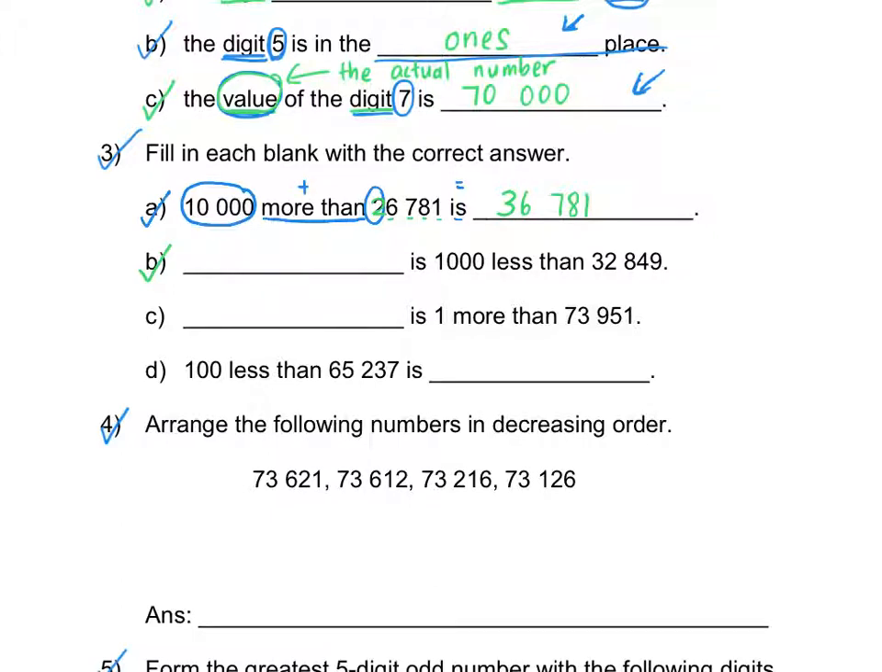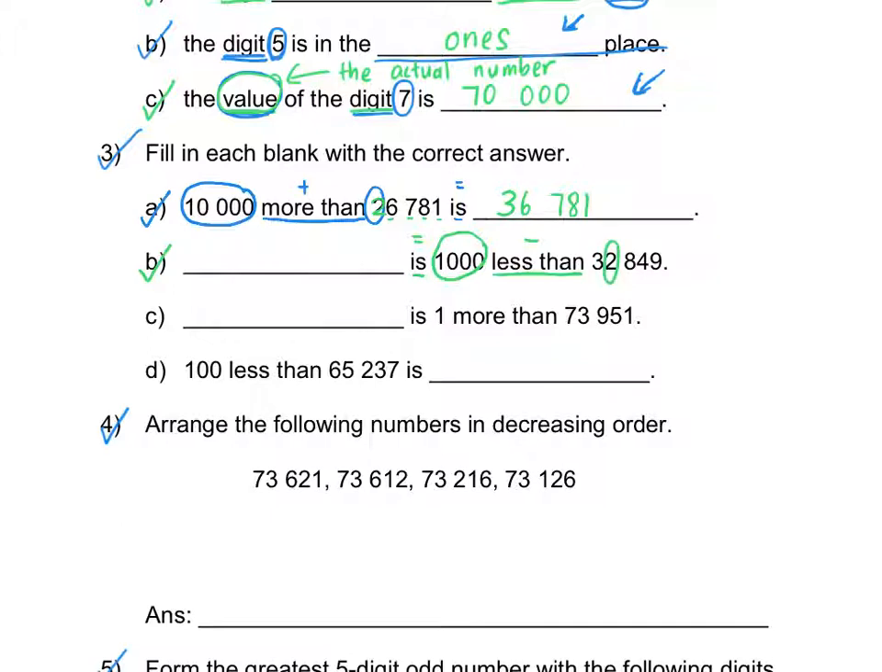What is 1,000 less than 32,849? Same thing, let's underline the keywords. Less than means minus, is means equal. And in this case, the question is asking about 1,000. So which place value do you focus on? Yes, we focus on the thousands place.